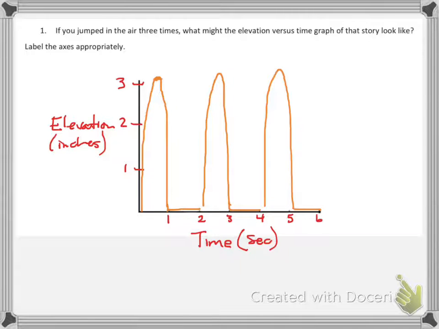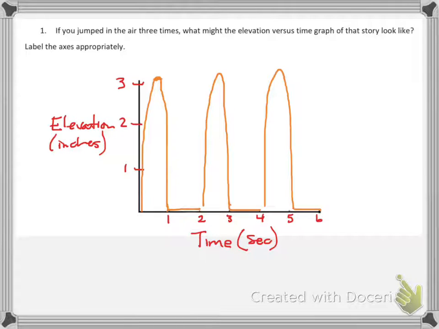So something like that, jumped in the air 3 times, what might be the elevation versus time graph, could look like that. It takes me a second to jump up to 3 inches and come back to the ground. Stay there for a second, jump again up to 3 inches, etc.